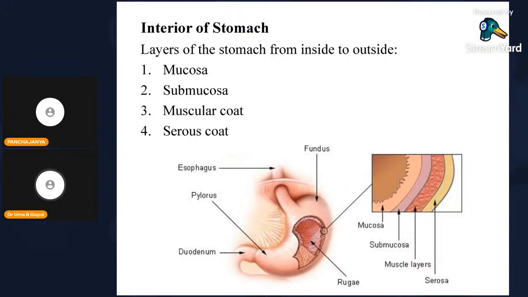Okay. Interior of the stomach, layers of the stomach from inside to outside. It is one subheading: mucosa, submucosa, muscular coat and serous coat. You can see the mucus coat, this is the lumen of the stomach, mucus coat, submucous coat, muscular. Muscular means there are three types of muscles: the outer longitudinal, intermediate oblique, and deep circular muscle coat. Outside of that is the serous coat. The serous coat is formed by the peritoneum which covers it.